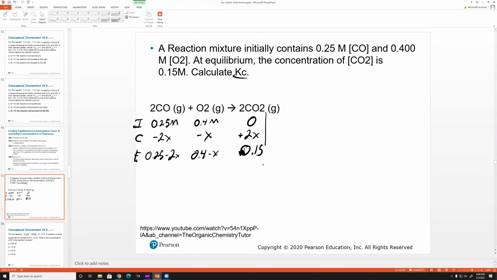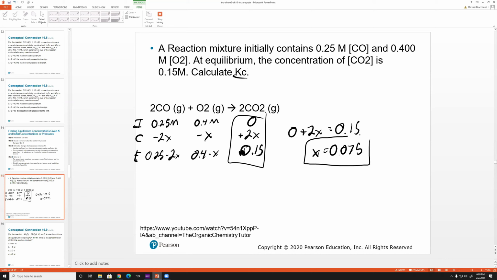So from this information, we can solve for x because we know that 0 plus 2x equals 0.15, meaning x equals 0.075. That's very important. We could then use that to calculate Kc. How? Well, at equilibrium, we know Kc is equal to the CO2 concentration squared over the CO concentration squared times the O2 concentration.